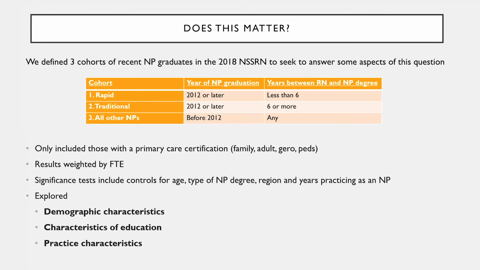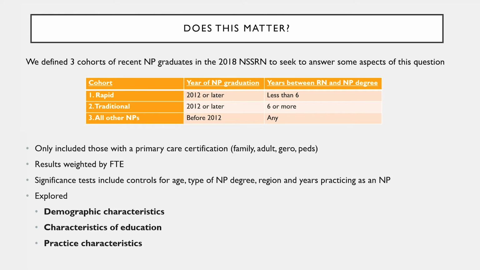So what we did to then explore this further and find out, are there differences, are there implications for these shorter versus longer time periods? We broke up the sample of new NPs into several groups. We called this first cohort the rapid group. First of all, we took just relatively new NPs from 2012 and later, and those who had a rapid education progression between RN to NP, that was less than 6 years, that's the rapid group. We compare them to this traditional group who had more than 6 years between the two, and then I'll show as comparison all other NPs who got their NP degree earlier.